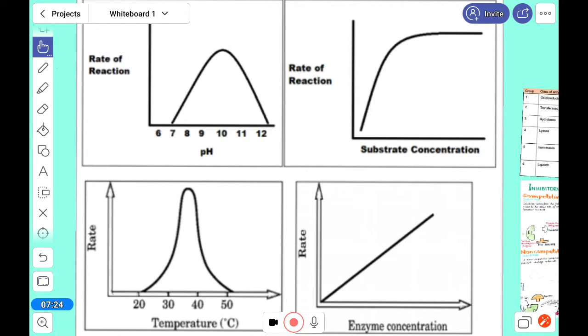Next part is factors affecting enzyme activity. The different factors like pH, substrate concentration, temperature, and enzyme concentration, and how they can affect enzyme activity. Here we can see that if the pH is increased, from neutral to base, the reaction rate is at a certain optimum.